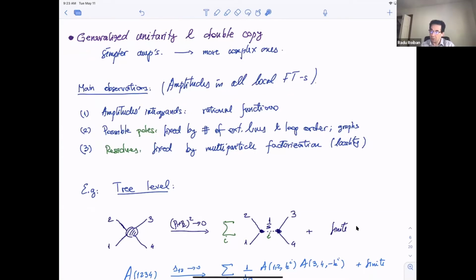Observation number one is that integrands of amplitudes are all rational functions. And as such, it should be possible to determine them from their poles and their residues. The possible poles turn out to be fixed by the number of external legs of the amplitudes and the loop order one cares about. They are organized in terms of graphs, and you may think of them as essentially the same graphs as Feynman graphs, except that they don't carry the same mathematical expressions. The corresponding residues are fixed by locality in general words, or more specifically by multi-particle factorization.